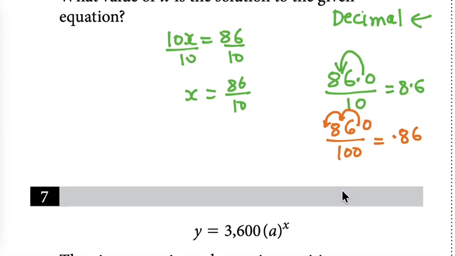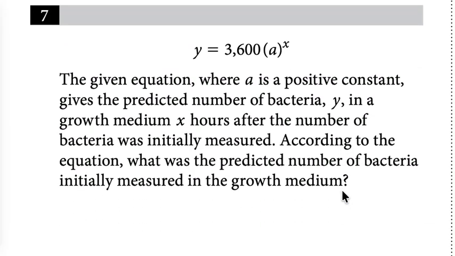Okay, let's move to question number 7. y is equal to 3600 times a to the power x. So this is an exponential equation. The given equation, where a is a positive constant, gives the predicted number of bacteria y in a growth medium x hours after the number of bacteria was initially measured. Okay, as we can see, this is an exponential equation. So an exponential equation is in this form, a b to the power x, right?